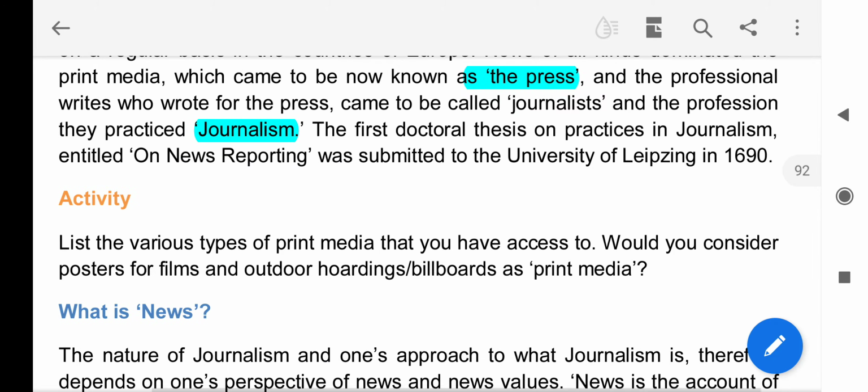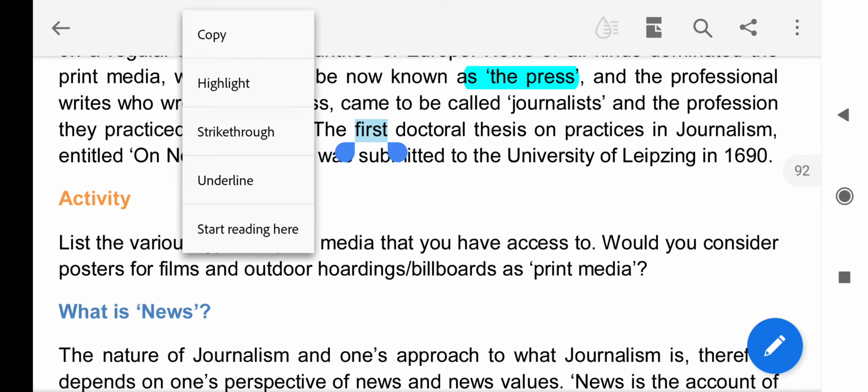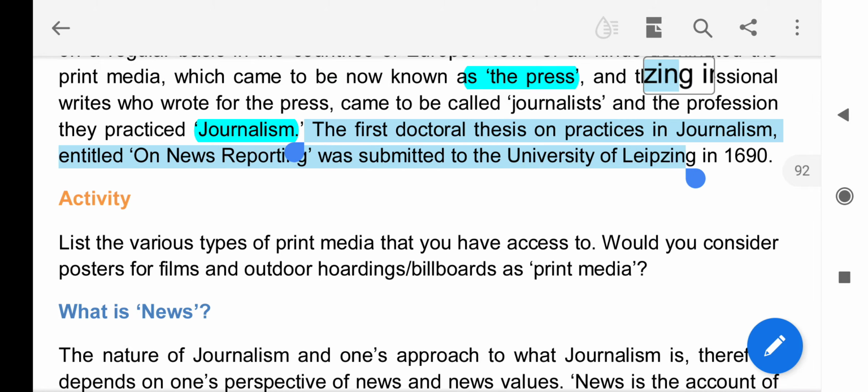The first doctoral thesis on practices of journalism, entitled On News Reporting, was submitted to the University of Leipzig in 1690. When I am discussing all these things from your text, and the lines I am underlining, you must take care of those lines very well. You must learn those lines because most of the questions you will find from there.